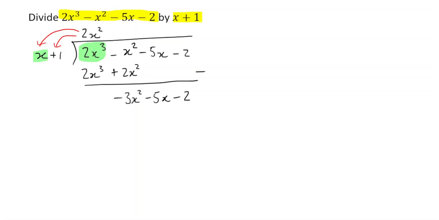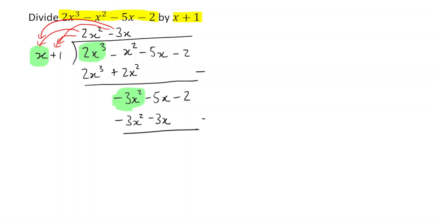Okay, so now having done that, minus 3x squared becomes our leading term. And so we've got to take that minus 3x squared and divide it by our x. So if we do that, then we're going to get minus 3x. And just as we did last time, we're going to take that minus 3x and multiply it by these terms here. So we're going to get minus 3x times x, which is minus 3x squared, and minus 3x times 1, which is minus 3x.